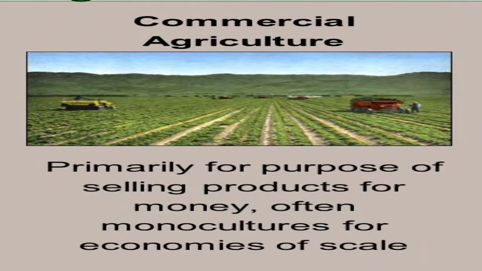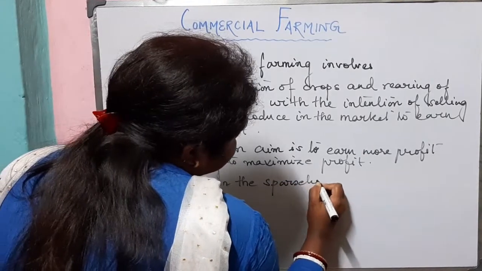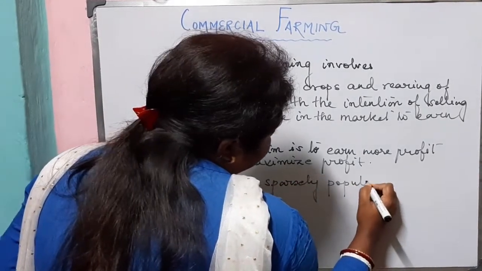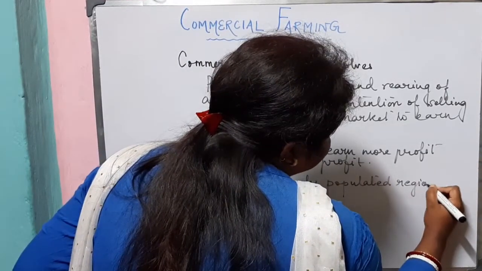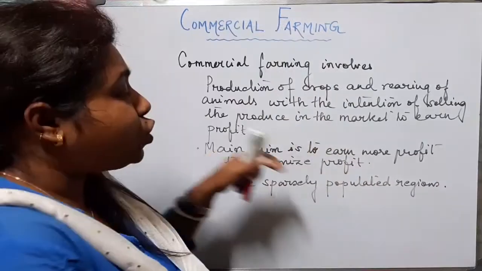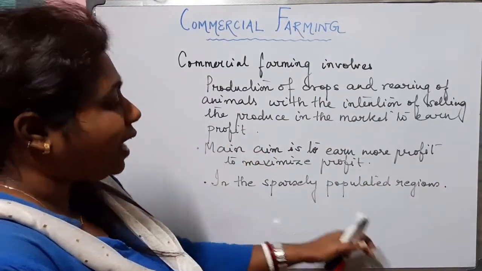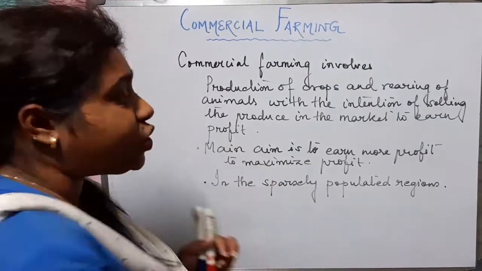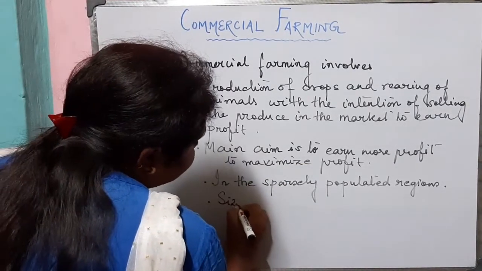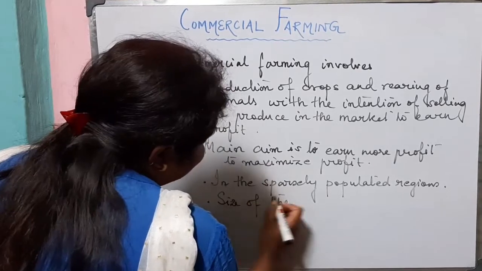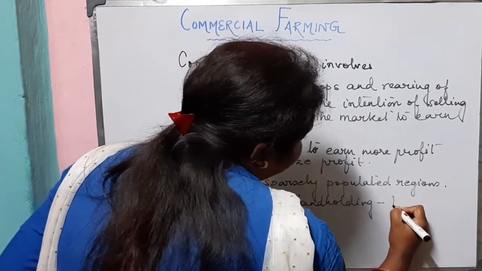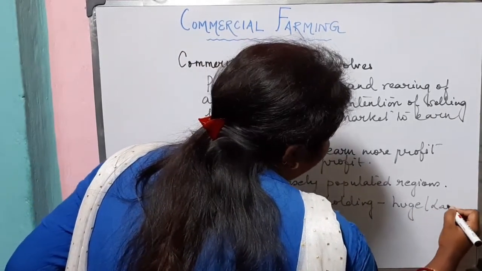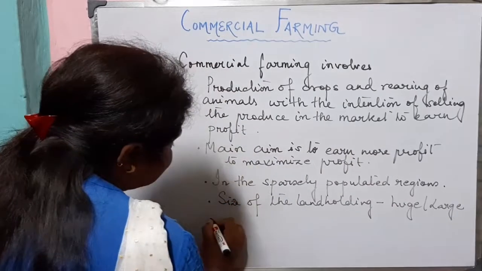Commercial farming is practiced in the sparsely populated regions, unlike subsistence farming, which is practiced in the densely populated regions. So these are practiced in sparsely populated regions where there is no pressure on land. Here, the size of the land holdings is huge, or we can say large. So large blocks of land are used for cultivation.